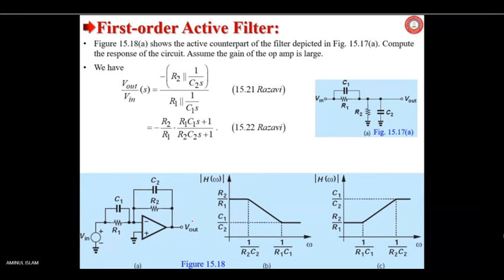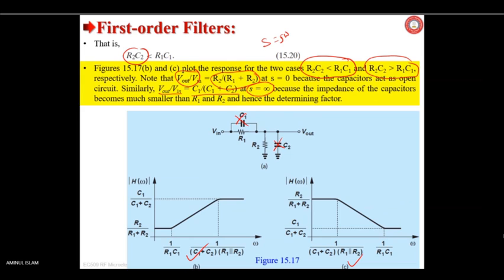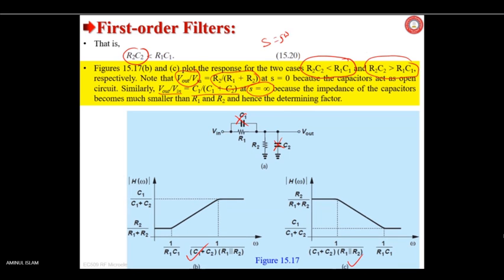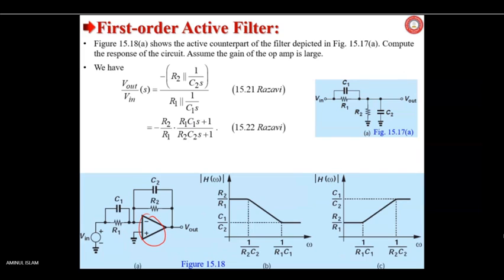Now, figure 15.18 uses an active element. It is an active filter. Earlier, whatever you have discussed so far are all passive. All the components are passive components. No active components are there. No BJT, no op-amp, no FET. So here, first time we are seeing that an op-amp is coming.